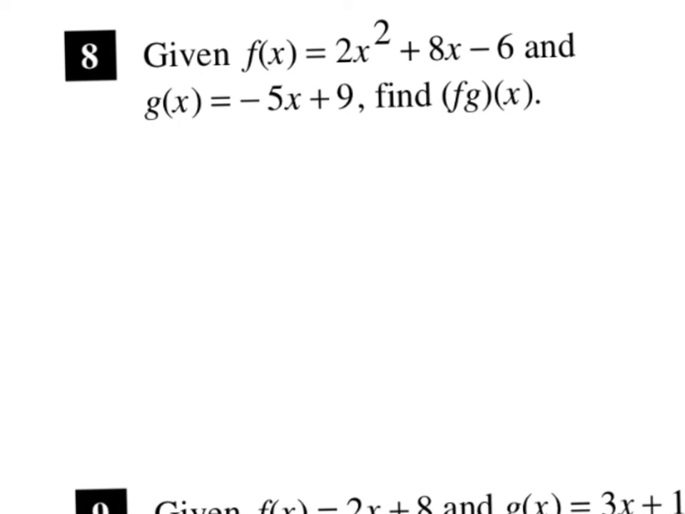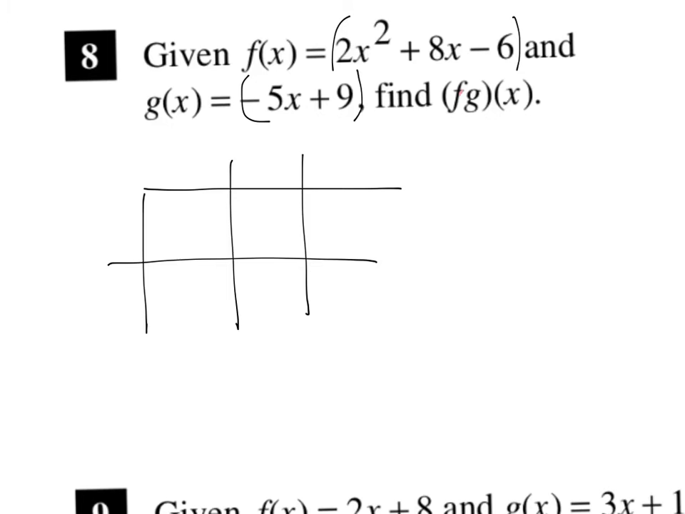Our job in number 8 is to multiply these together. So we have a 3 by 2. You know I'm going to make a box. So here's my 2 by 3 box. 2x squared, 8x, and negative 6 go on top. Negative 5x and 9 go on the side.